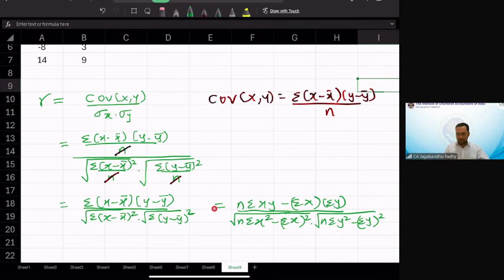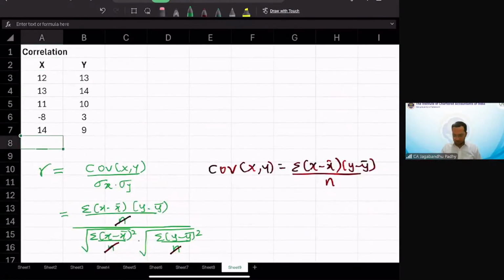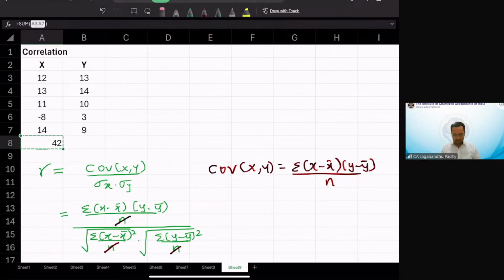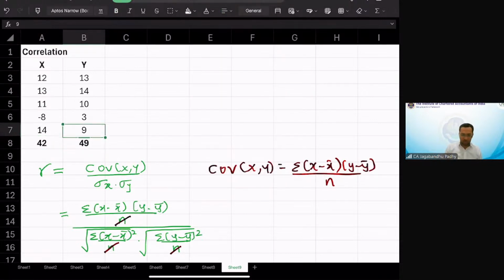So why did I say that this is more implementable? Because otherwise, if you use the earlier formula, you need to get x bar and y bar, and multiply them. If it comes out in decimals, it becomes a really difficult task to implement, right? So this is the more implementable formula, wherein we already know the values of x and y. We can say this is 42 and this is 49. So this is already what we have, the summation.